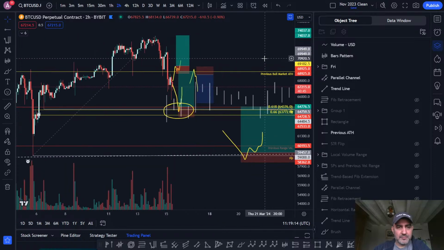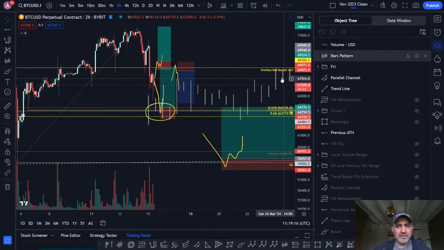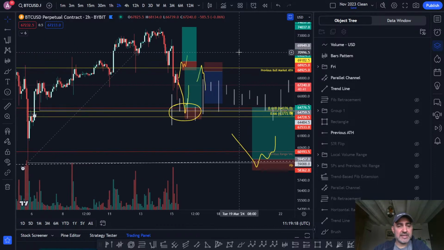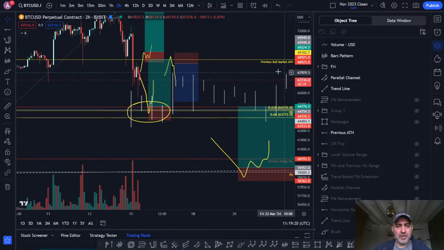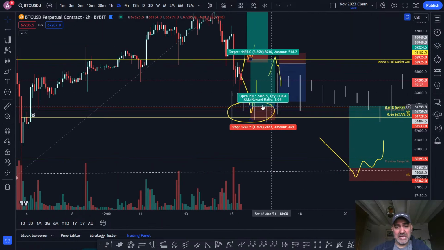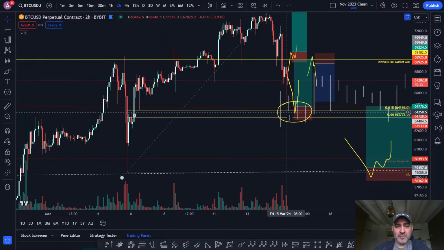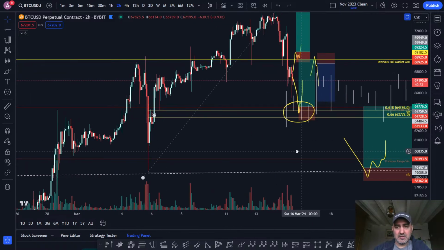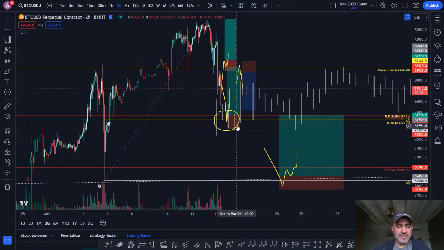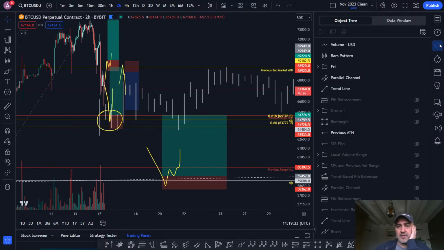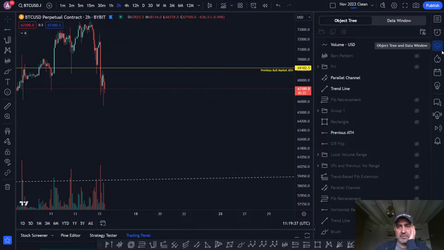At the moment, getting it back above the previous bull market high is a long opportunity. Losing it is a short opportunity. And there's a long opportunity here. And maybe the price is just going to kind of range a little bit. Okay, that's kind of what I'm thinking. I'm not thinking it's going to go to zero at the moment.